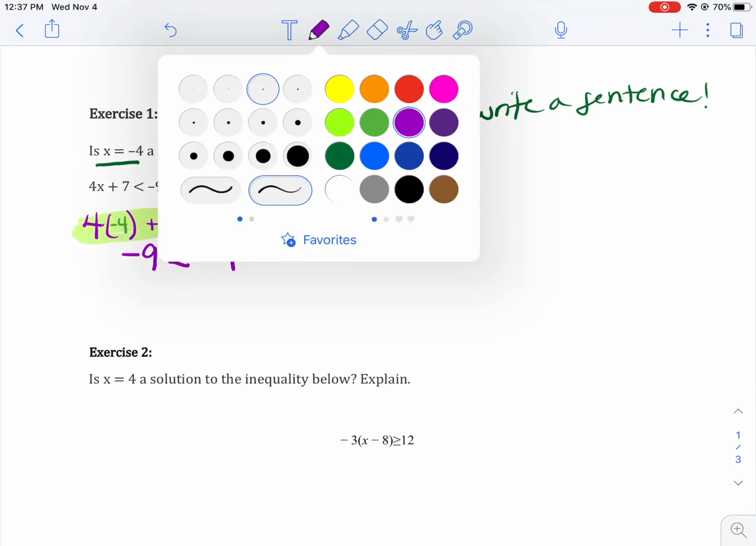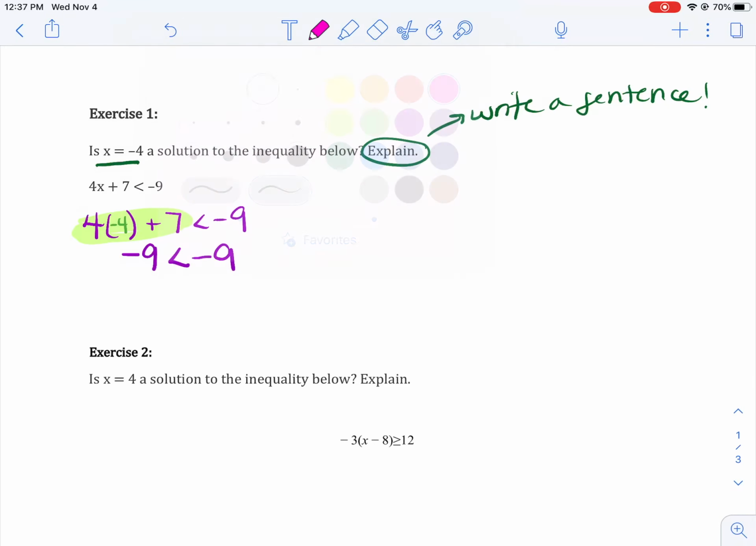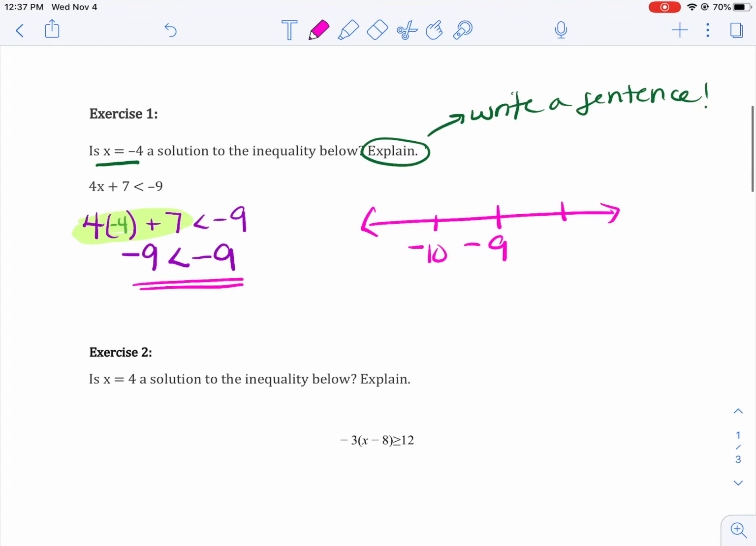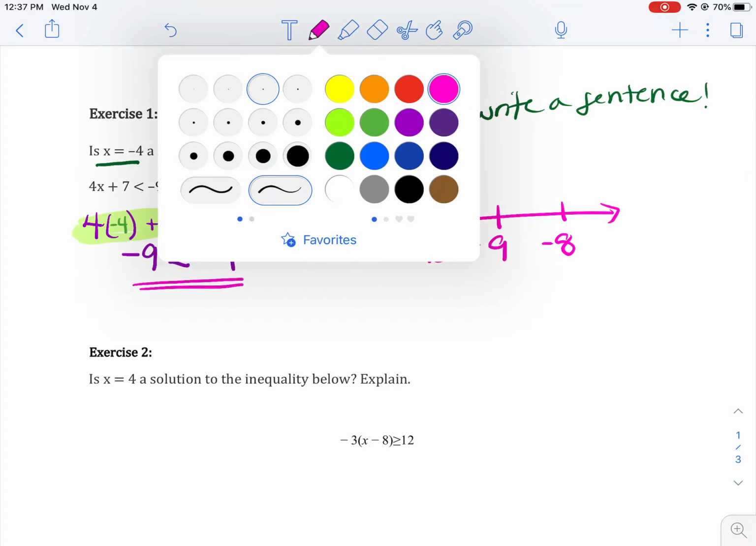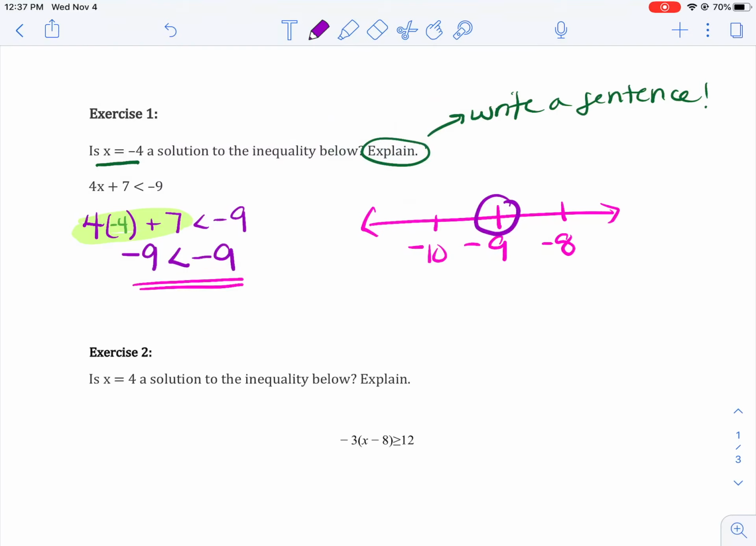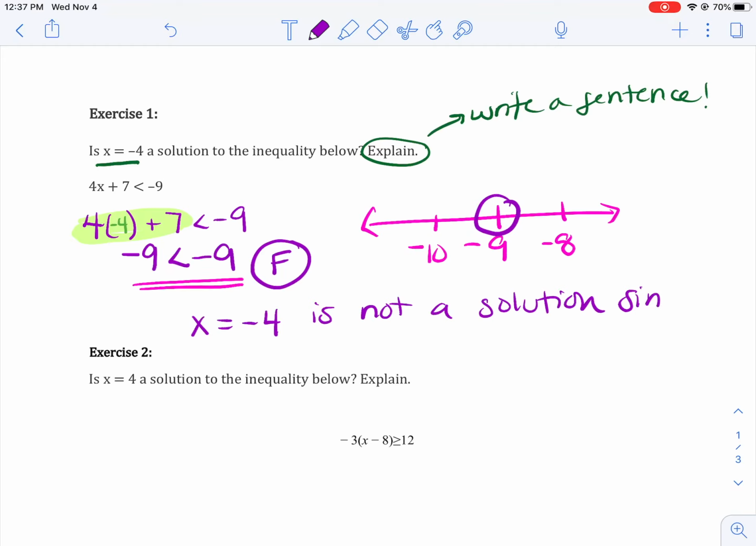Let's take a second to think about this. We have no equal sign here. Is -9 less than -9? If I look at our solution set by graphing it, -9 would have an open circle on it, meaning it's not part of the solution. This is a false statement. So x equals -4 is not a solution, since our answer is false.